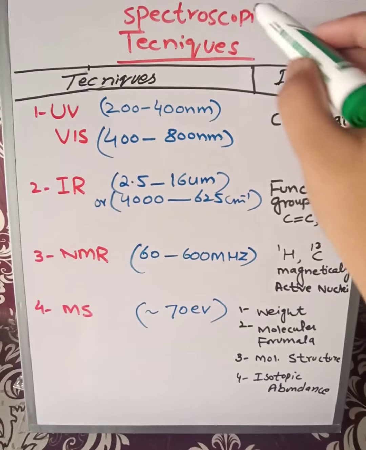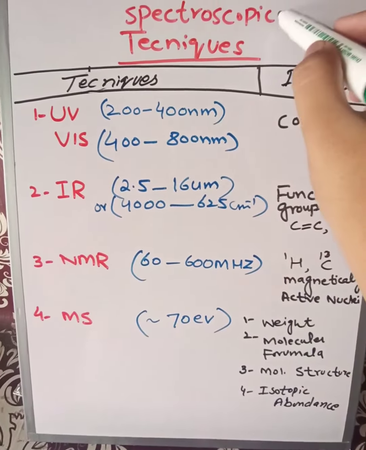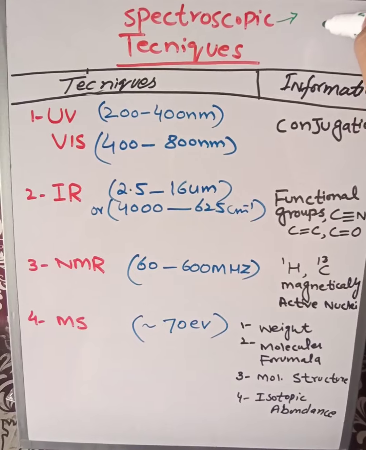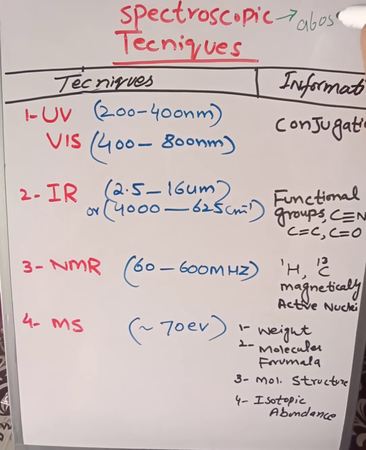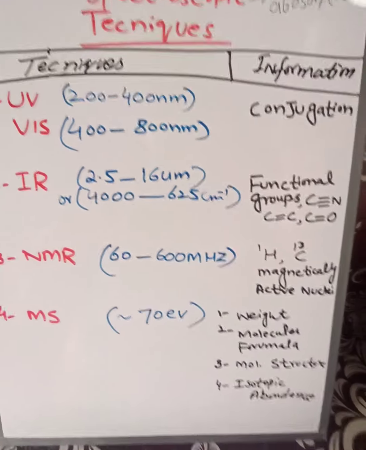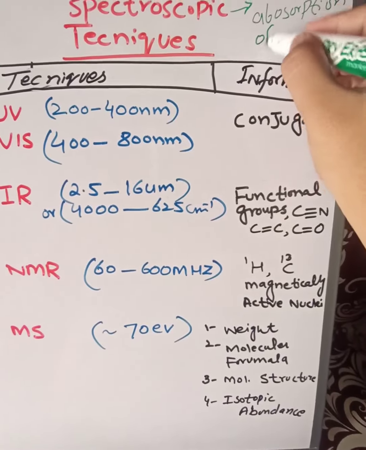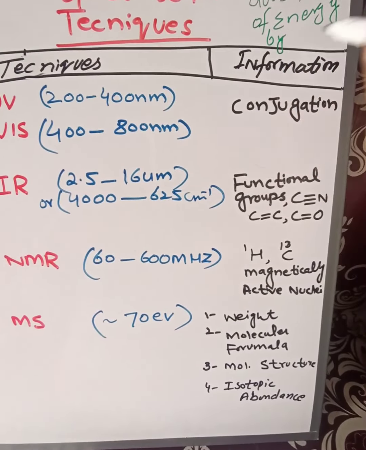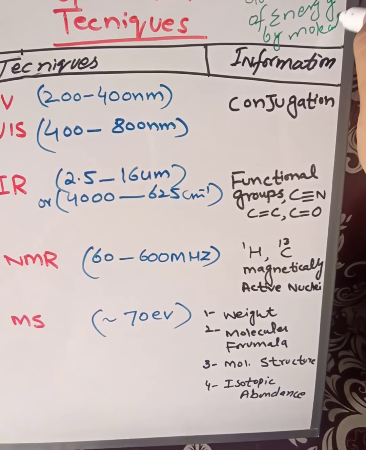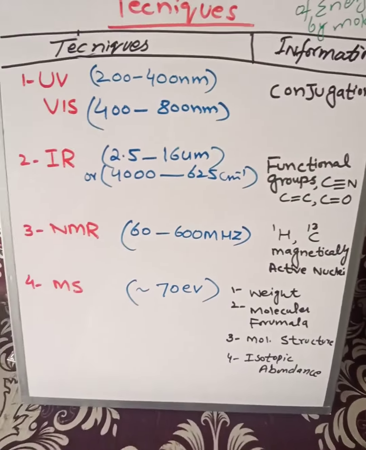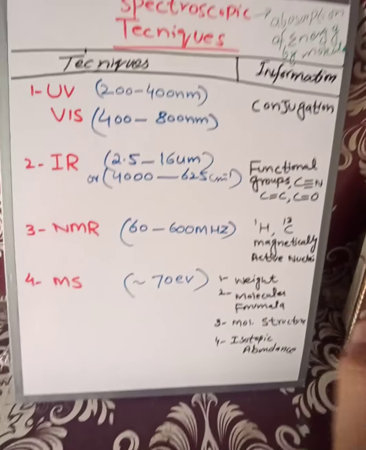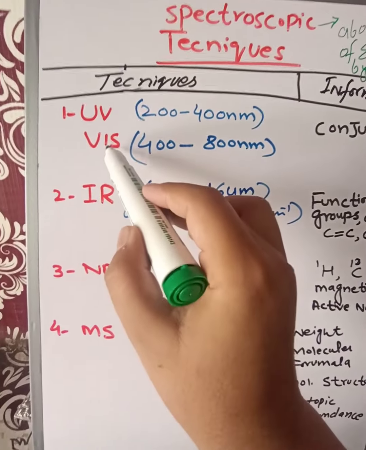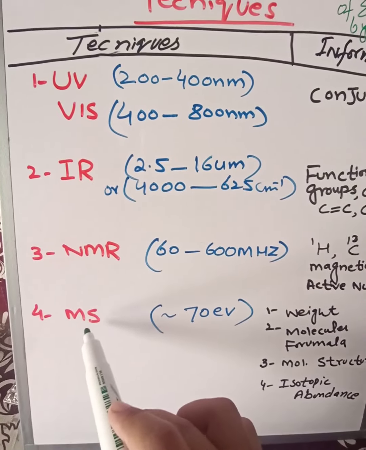Today our topic is spectroscopic techniques. You know what spectroscopy is? Spectroscopy is basically the study of absorption of energy by molecules. Hence, we will discuss here four types of techniques used in spectroscopy: UV visible, IR, NMR, MS.